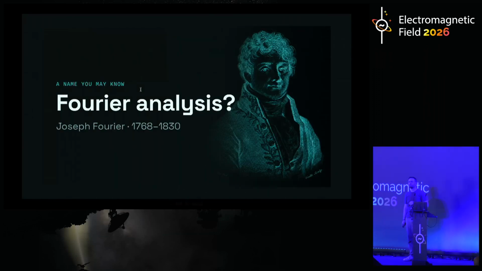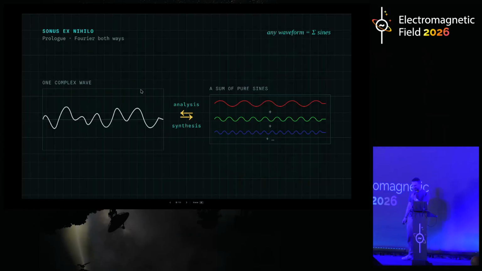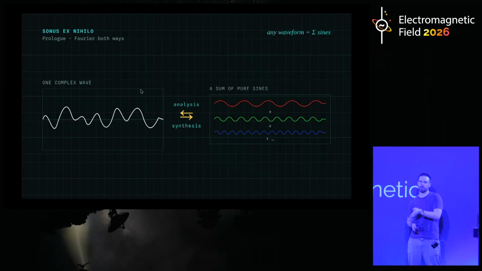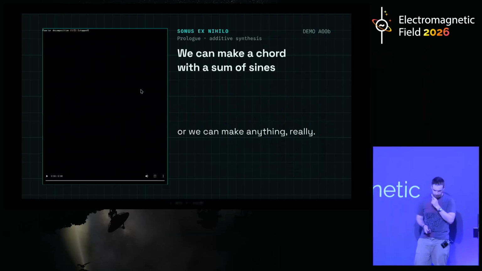All right, so who here has heard of Fourier analysis? Pretty much everybody. Wow, awesome, excellent. All right. So in case you don't know, basics, very hand-wavy explanation. Any complex waveform can be turned into a sum of sine waves. So for example, we can make a chord playing just sine.